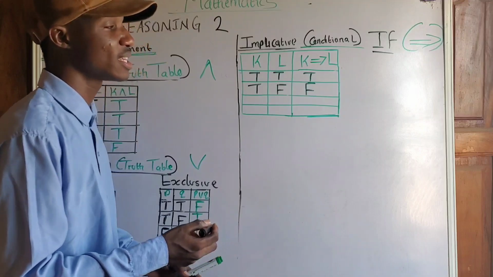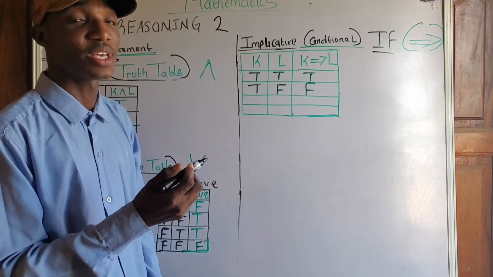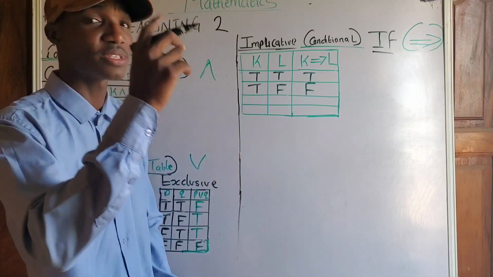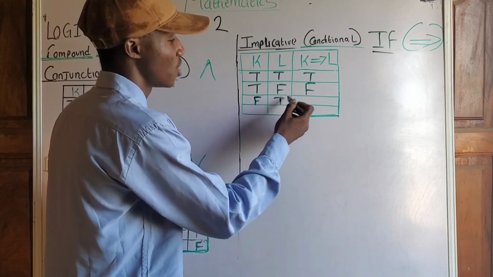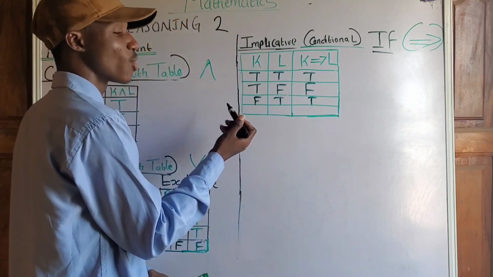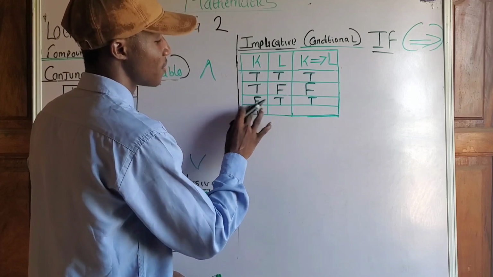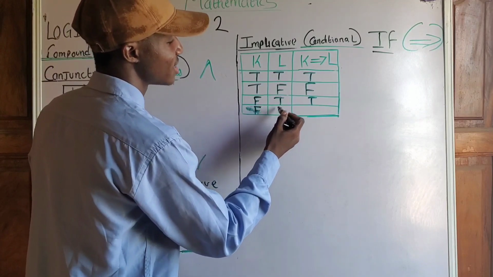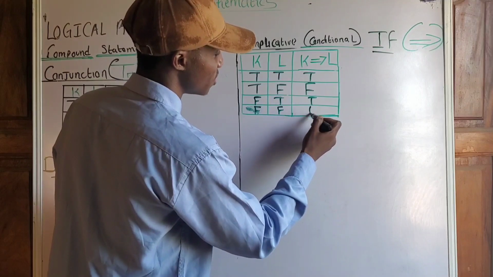If you have a conditional statement whereby the first statement is false and the second is true, the conclusion will be true. And if you have a conditional statement whereby the first statement is false and the second statement is false, then the conclusion will be true.